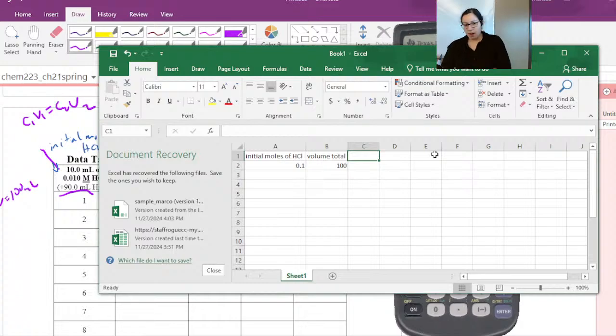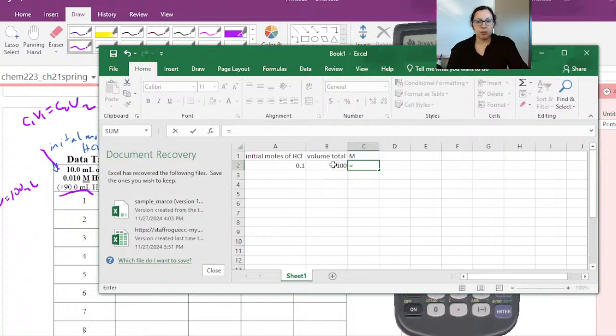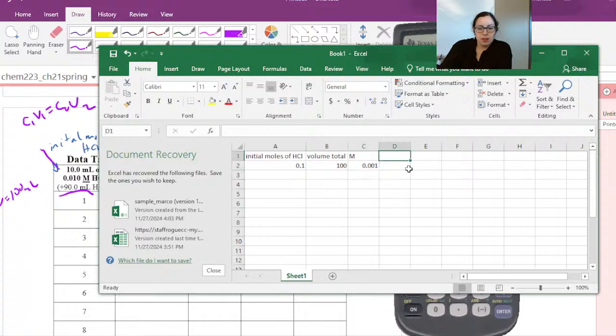Maybe you want to think about having a molarity one. So molarity is obviously equal to moles over liters, right? Just kind of thinking about how you could set it up. Then you got your pH, so you're not doing this all day.